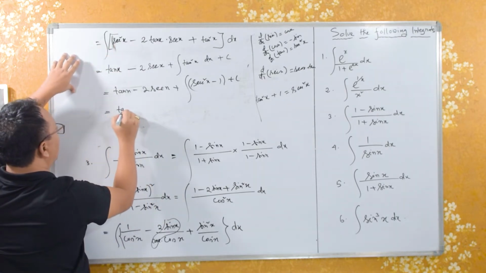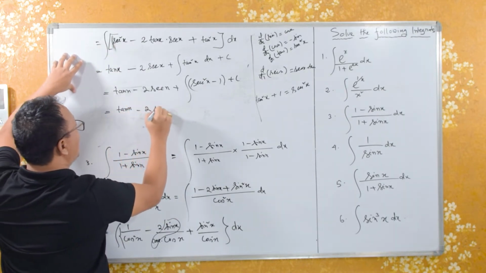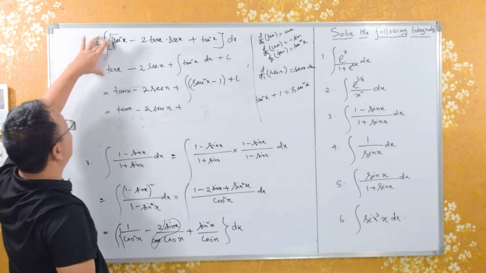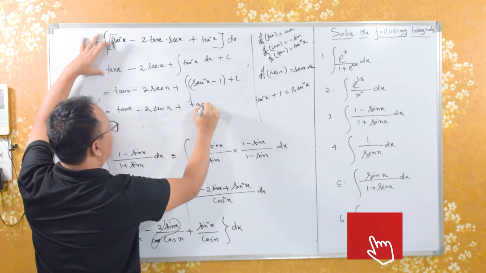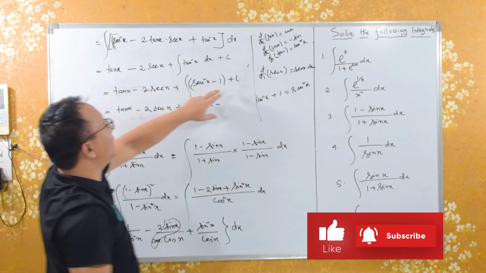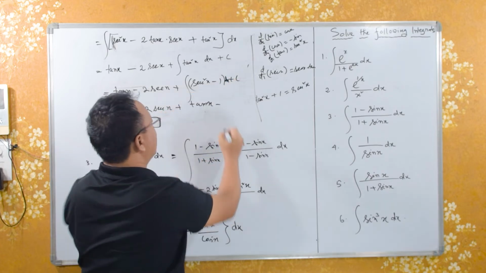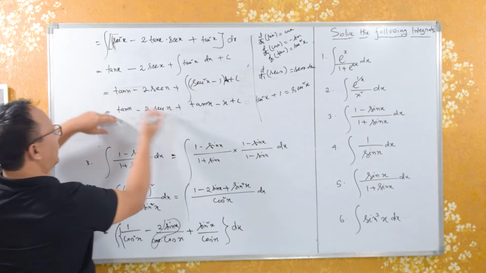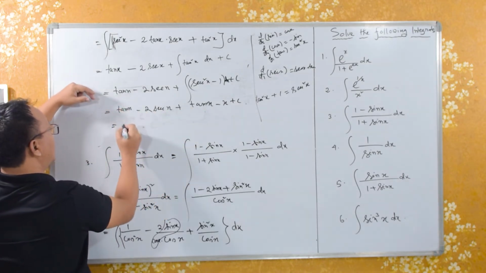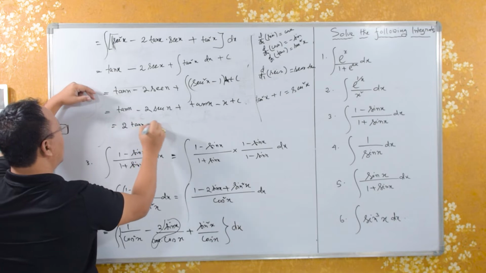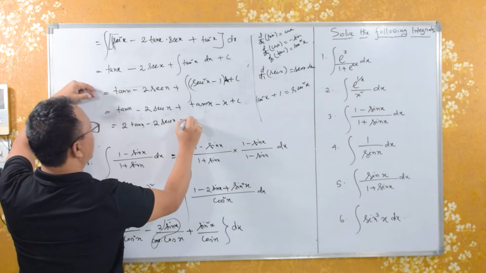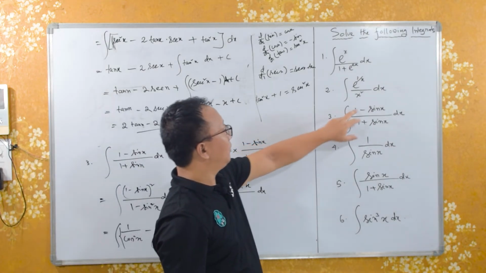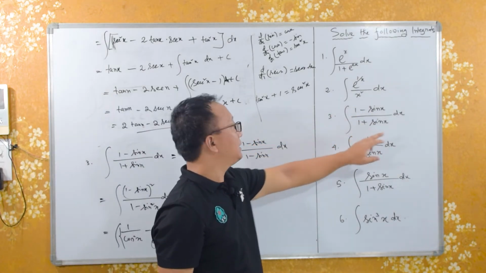Now here tan x into 2 sec x, plus integration of sec square x is tan x, minus integral of 1 dx is x, minus x plus c. Here tan x, I can add twice: 2 tan x minus 2 sec x minus x plus c. This is the required answer for 3, 1 minus sin x upon 1 plus sin x.